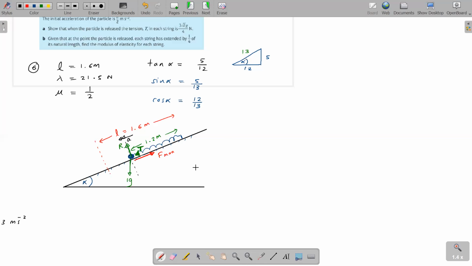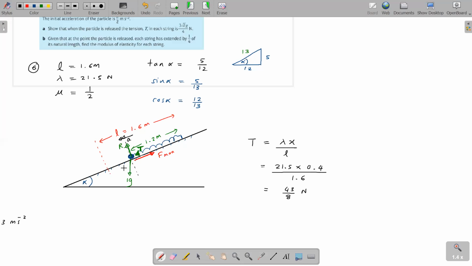So let's get the tension: equals lambda x over L. Lambda value is 21.5. What is the extension? Actually, in this case, it's the compression. Natural length 1.6 to 1.2. How much have we compressed? 1.6 minus 1.2, so the compression is 0.4, over natural length 1.6. How much is the tension? 43 over 8 newtons.